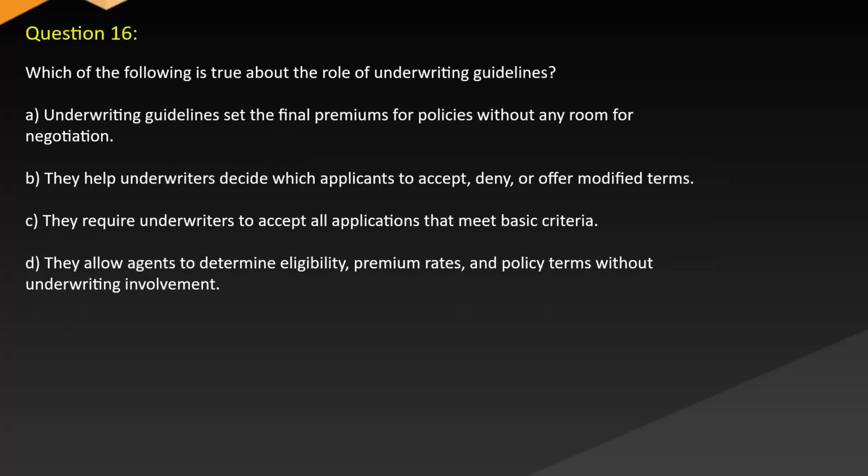Question 16. Which of the following is true about the role of underwriting guidelines? A. Underwriting guidelines set the final premiums for policies without any room for negotiation. B. They help underwriters decide which applicants to accept, deny, or offer modified terms. C. They require underwriters to accept all applications that meet basic criteria. D. They allow agents to determine eligibility, premium rates, and policy terms without underwriting involvement.